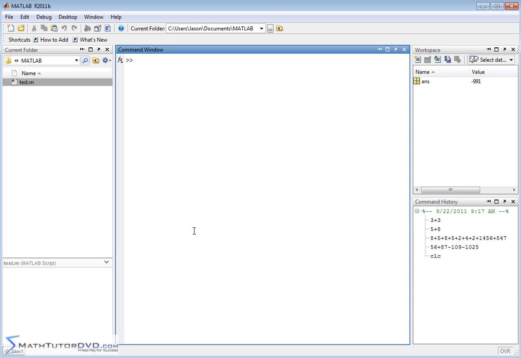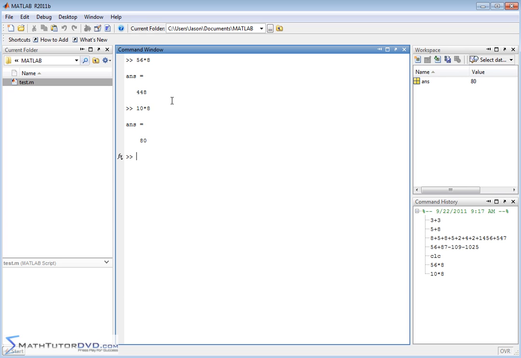Let me clear the screen. Multiplication and division work similarly. So you could say 56 times 8. The times symbol in MATLAB is not an X. It's an asterisk. That's the shift of number 8 key. So 56 times 8, 10 times 8, things like that.